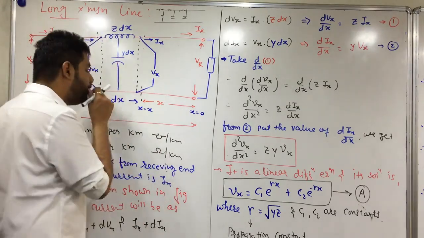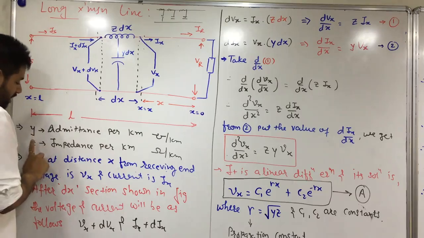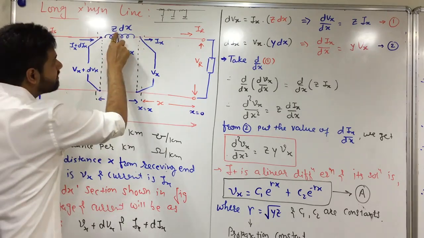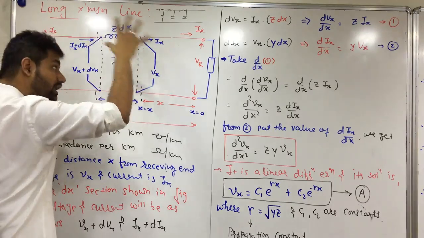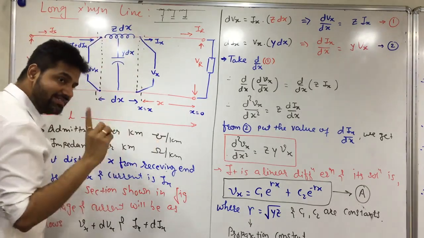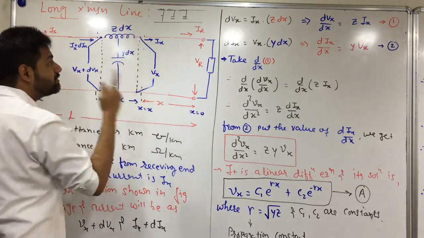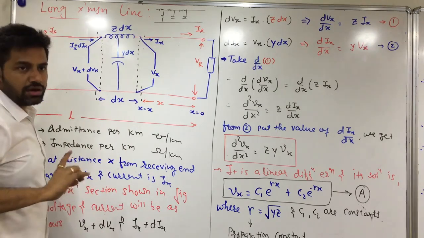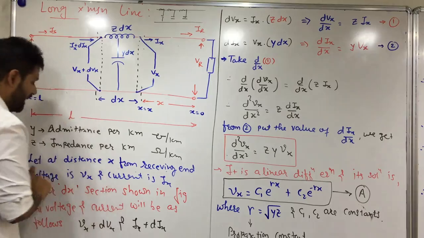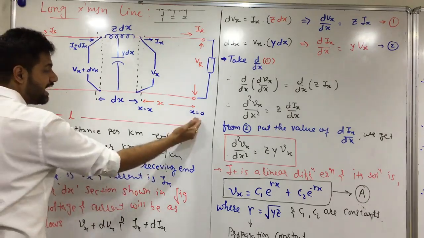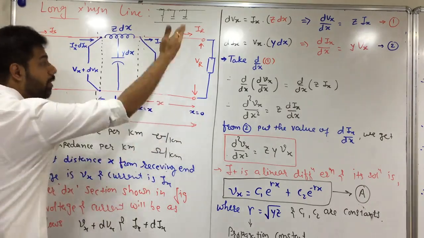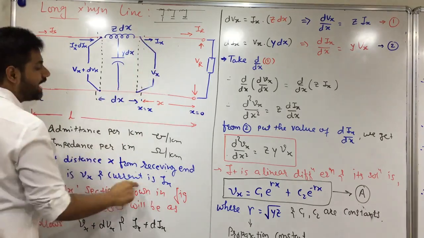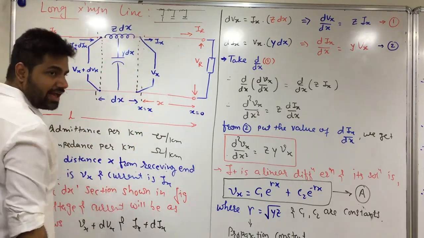So we can say that for the portion dx, the impedance is given by z into dx, and the total admittance of the dx region is given by y into dx. Any doubt in this? Sure? Great. So let at distance x from the receiving end, the voltage be Vx and the current be Ix. Is it visible? Fine.